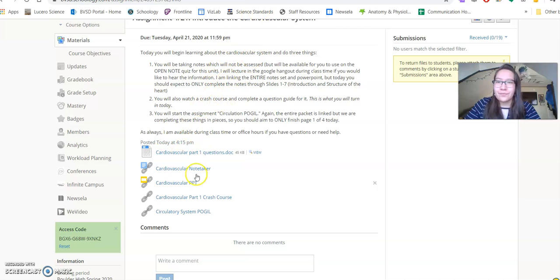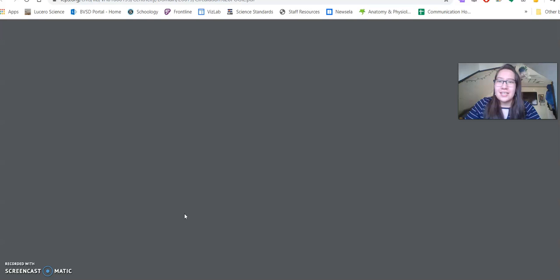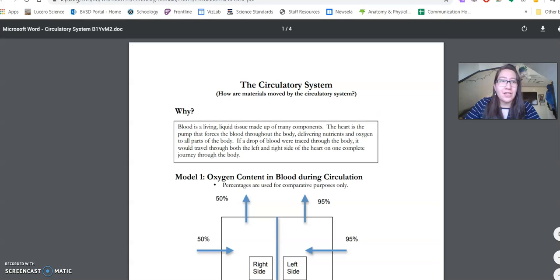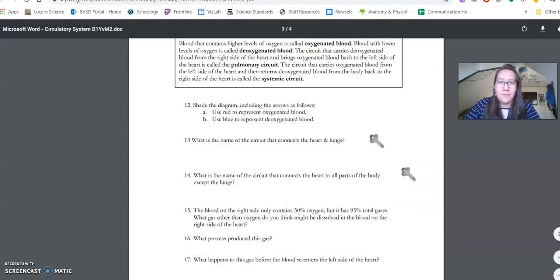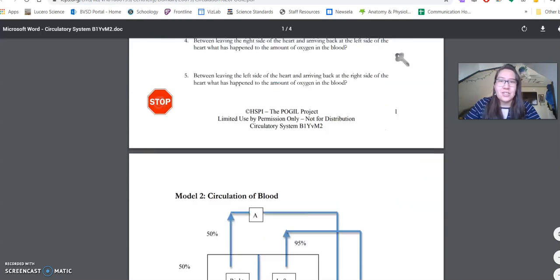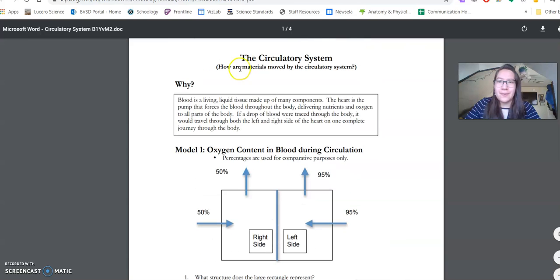And then the last thing is that circulation POGL. This is a 4-page document. We're going to split this out into 4, so that leads to about 1 page per day. So you'll be worrying about this first page in Model 1.